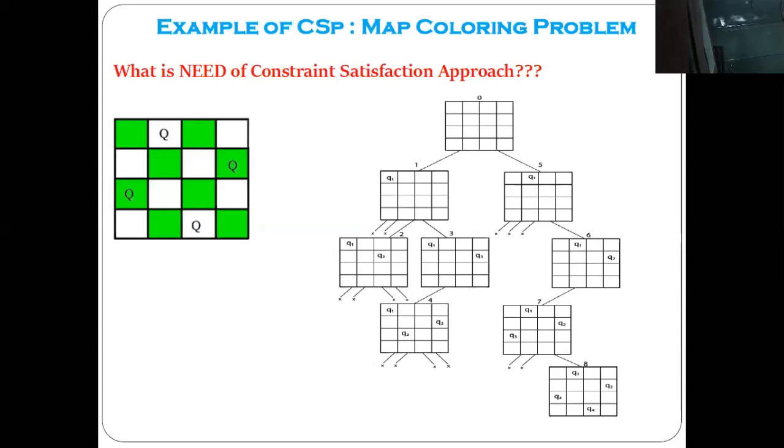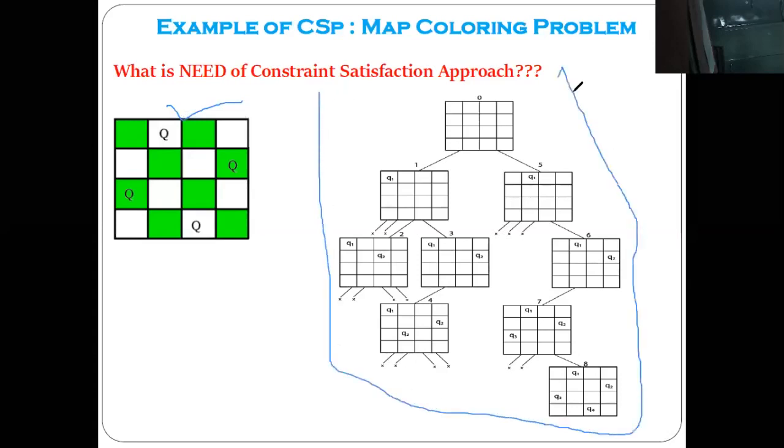Can you tell me what is the need of the constraint satisfaction approach? If you don't use the constraint satisfaction approach, what will be the effect on the solution, and what will be the effect on the particular problem to be solved? Here I have drawn the problem that last time we solved, and related to that problem, I have drawn a tree. All of you can observe.